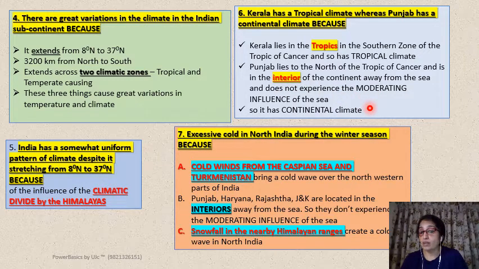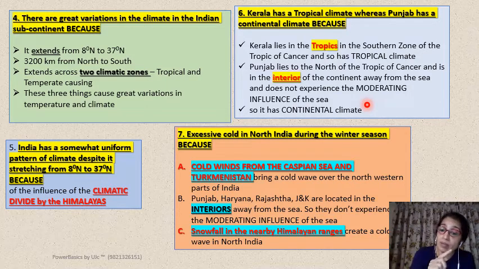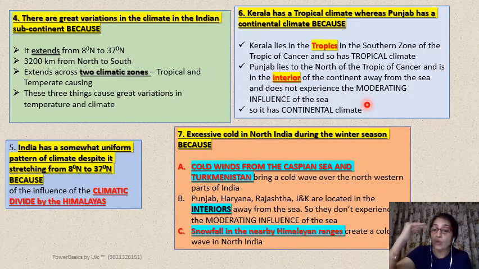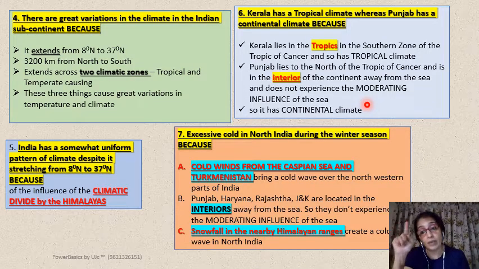So it has continental climate. Why does Kerala have tropical? It lies in the tropics, below the Tropic of Cancer. Why does Punjab have continental? Not because it lies above the tropics, because the reason for Punjab is different. The Punjab reason is the moderating influence of the sea. The Kerala reason is the tropics, the latitude. Both have been mixed here.